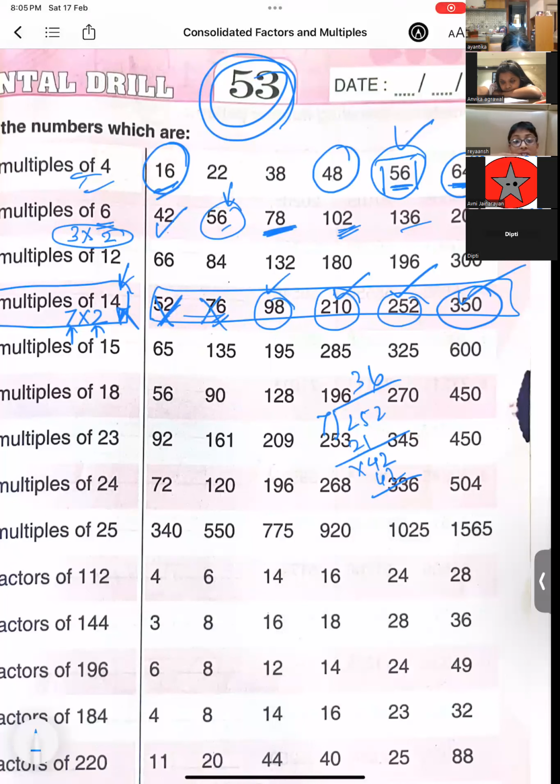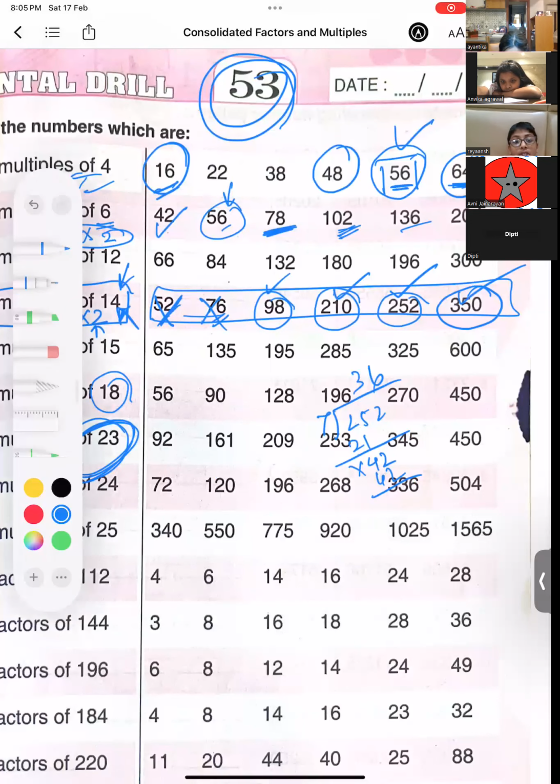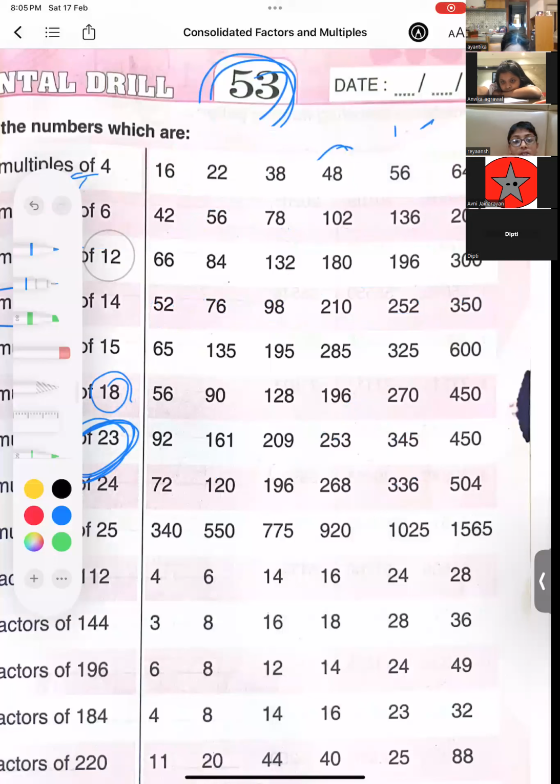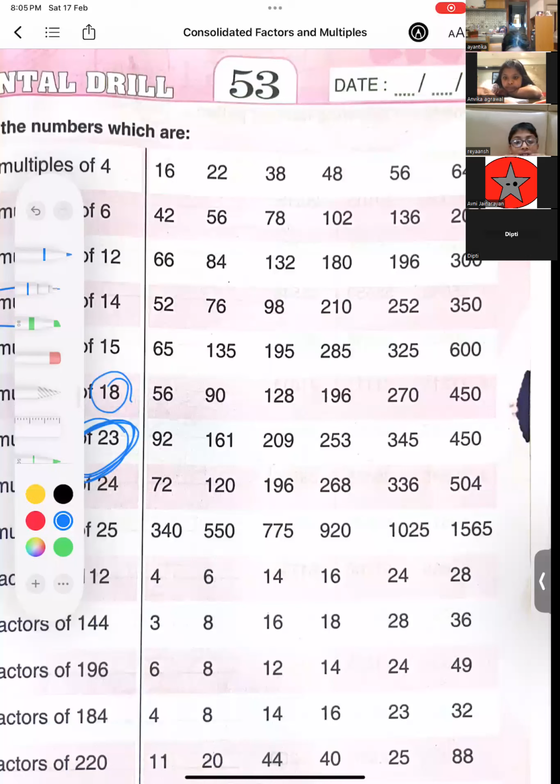Multiples of 23. How are you going to do it? Think about it. इसमें mental maths क्या लगेगा? 23 is a prime number. So you will have to multiply and check for every number, you have to do long division. ठीक है?